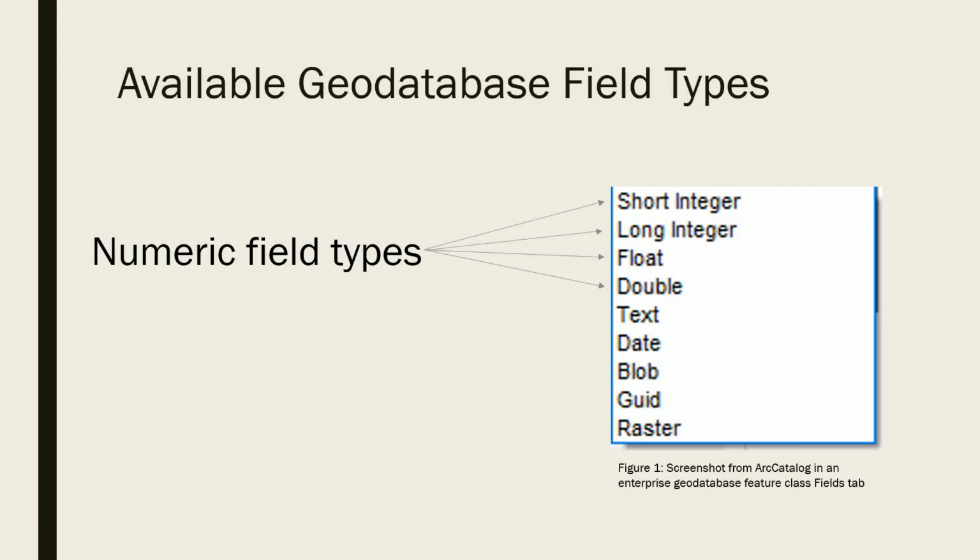Here's a screenshot from our catalog. I'm going to create a new field. You can see I've got arrows pointing to the 4 kinds of numeric fields. Text is just below that, and then date and the other 3. So let's go over the kinds of numeric fields you could create.